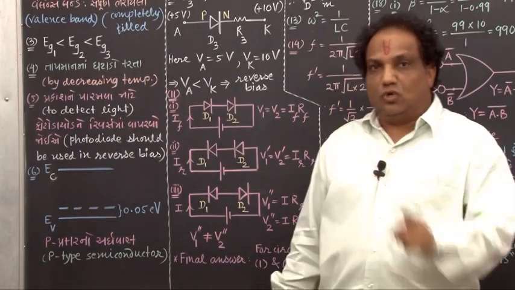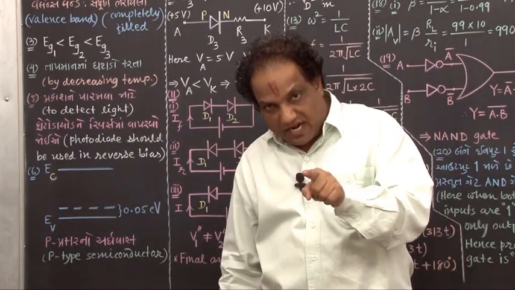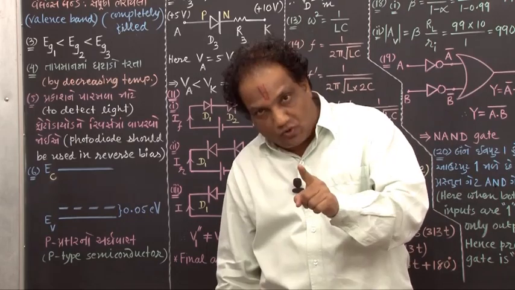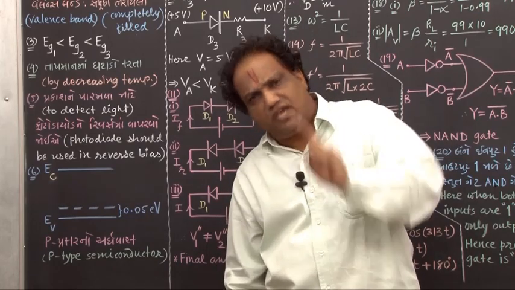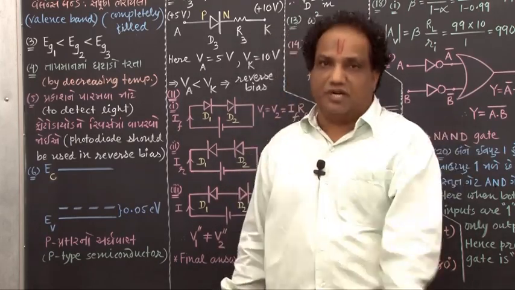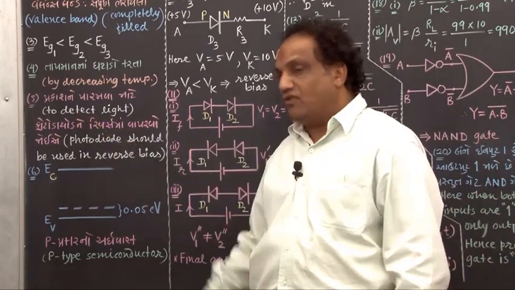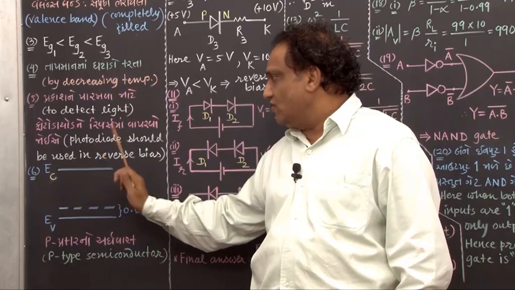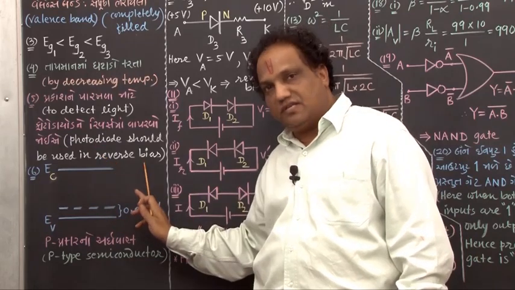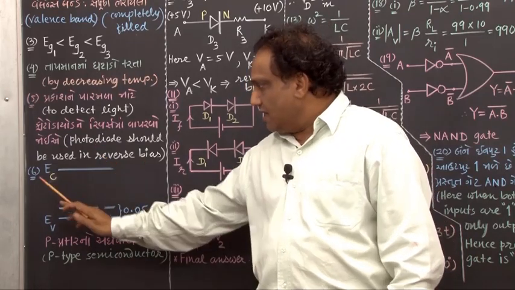Come on. To detect the presence of light, we use photodiode, and that photodiode is always used in reverse bias condition. In reverse bias condition. So, to detect the light, what we should do? We should use this photodiode in reverse bias. Okay, fine. Come on, read number 6 now.